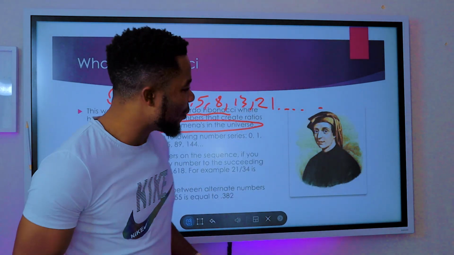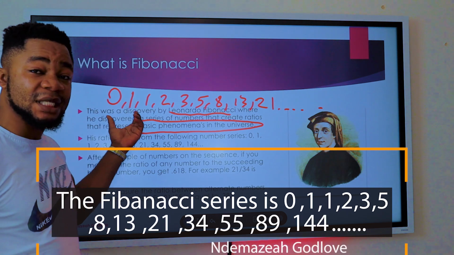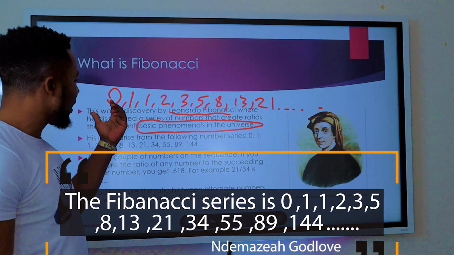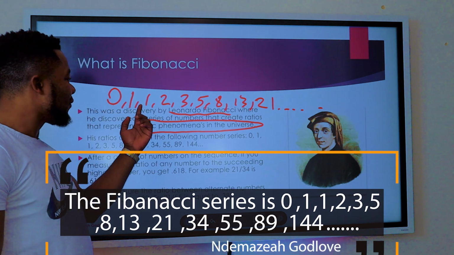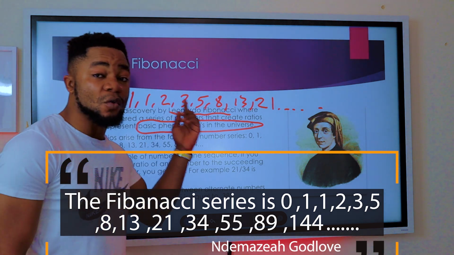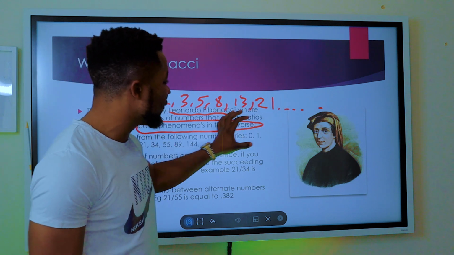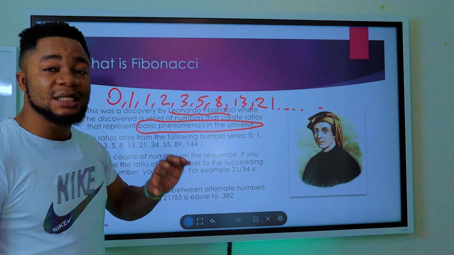All right, so this is what is called the Fibonacci series. It started from 0, then you have 1, then you add 0 to 1 to have the next one. You add the present number to the succeeding number to have the next number in the series. That gives us what we call the Fibonacci series.